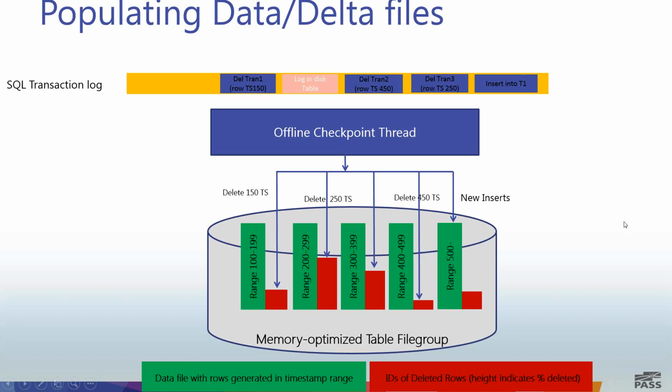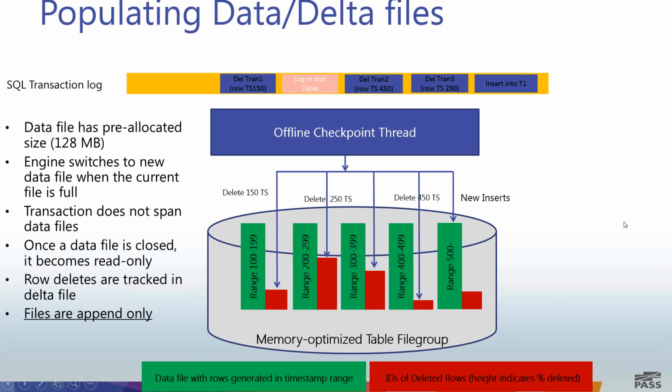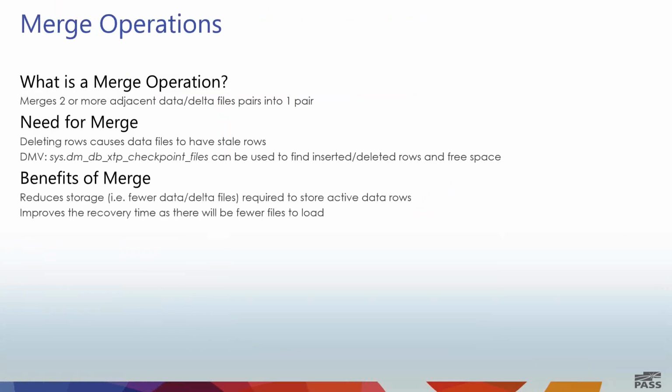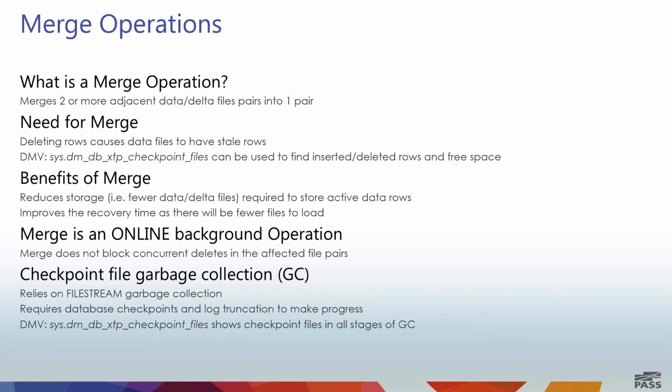Okay, let's go to the next page, merge operations. The previous discussion should have given you a view of how we populate the data and delta files. We keep adding the inserted rows to the data files, and we keep adding references to deleted rows to the delta files. But if you have your workload running and you don't do anything else, these files will just keep on growing and growing, even though you delete a lot of data.